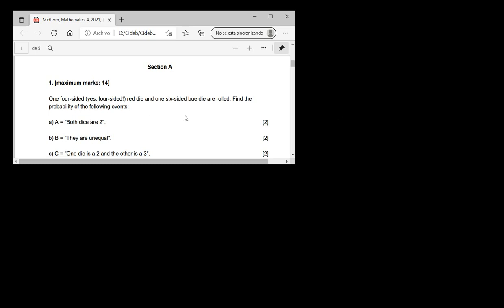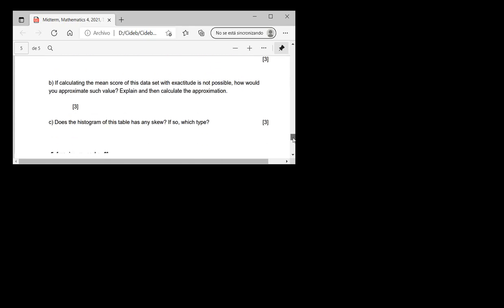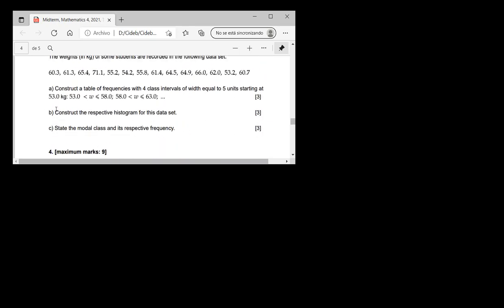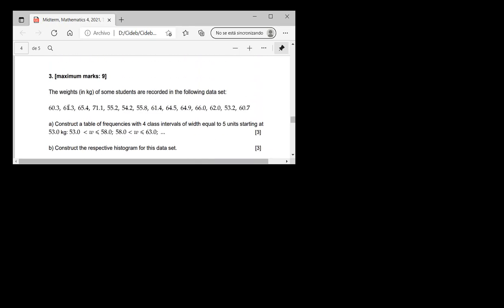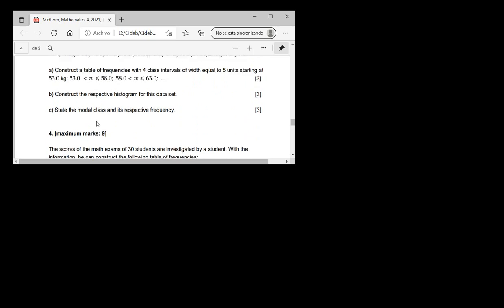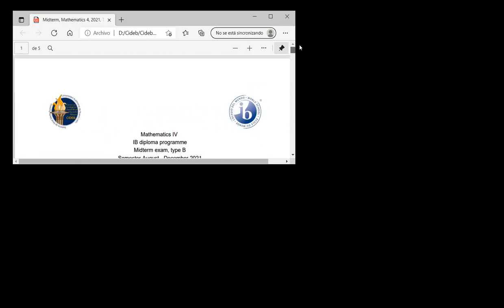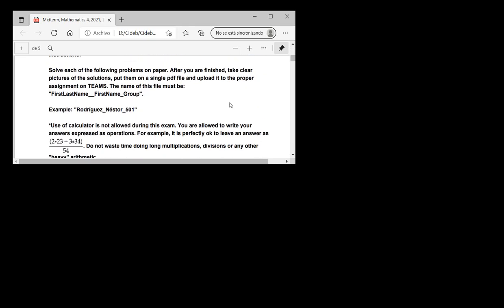I'm going to be solving pretty much every problem except a couple of problems at the end, which are extremely simple and everybody got right, which is number 4 and number 3 from section B. You should have got these right, guys. These were extremely simple. Okay, let's start already.